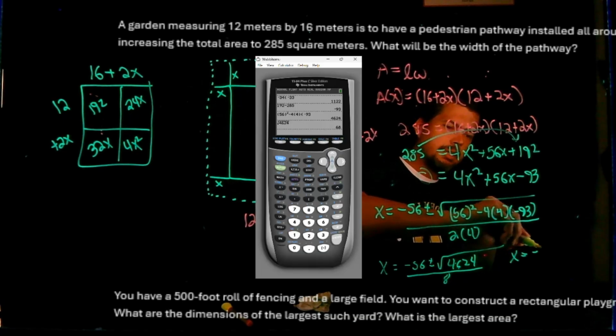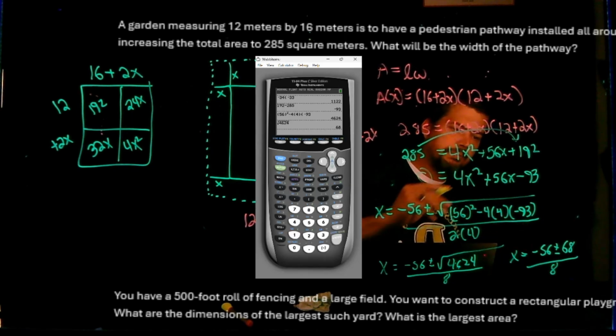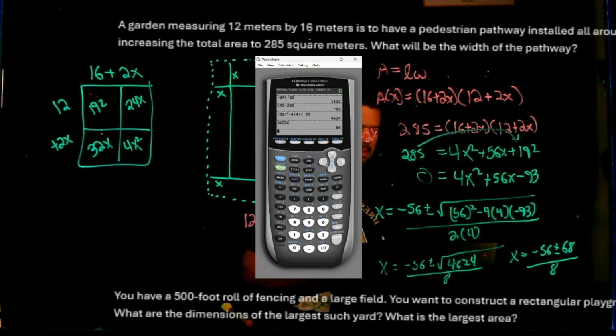So we got x equals negative 56 plus or minus 68, both pieces sitting over an 8. Now, only one of those things makes sense. If you do the negative 56 minus 68 over an 8, you have negative 122 over 8, which is negative 61 over 4. But it doesn't make sense because this is talking about a dimension, so this guy is extraneous.